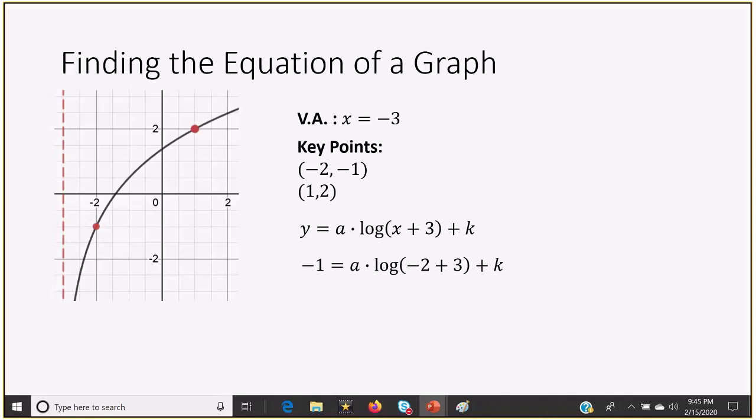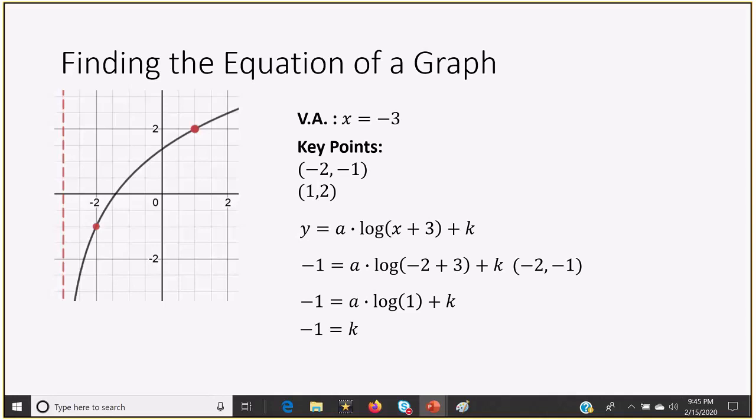So I'm going to plug in my first key point, -2 for x, -1 for y, and then I'm going to simplify from there. So then my -2 plus 3 gets me 1. We know that log with an input of 1 is always just 0, so that actually goes away, which is nice, because now we have k. K is equal to -1. So I solved for one of those variables in the equation in the middle of the slide.